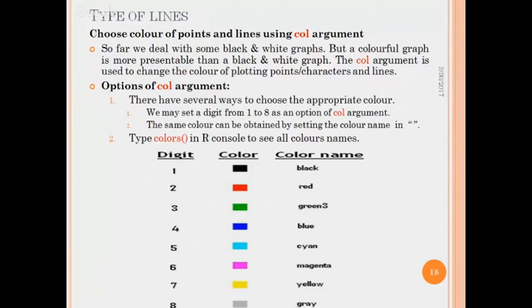And if you are interested in giving it using some numeric value, col equals to, let's say, 2. Color equals to 2 means it will show you red color. If it is equals to 4, 4 means blue color. Or I can write the name of the color, col equals to, within double quotes, blue. So these are the two ways through which you can assign the color to any specific points and lines.